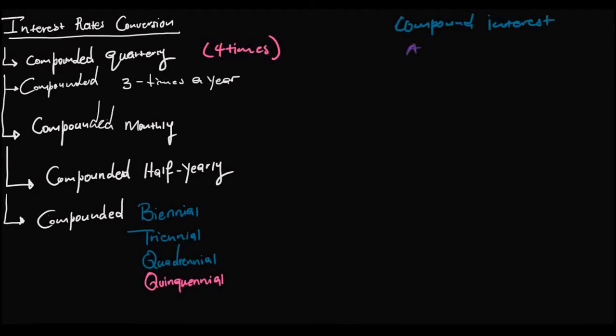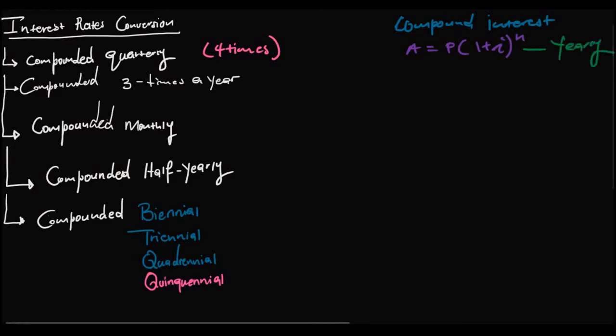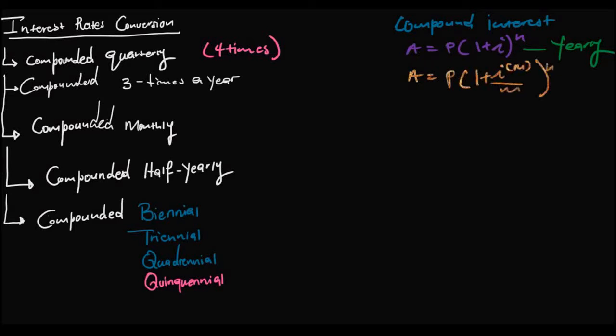So the compound interest is A equals P into (1 + i) exponent n. This is basically when it is compounded yearly. And then at other periods, we can say A is equal to P into (1 + i_m / m) exponent m times n. So this n basically means what? It is for years.